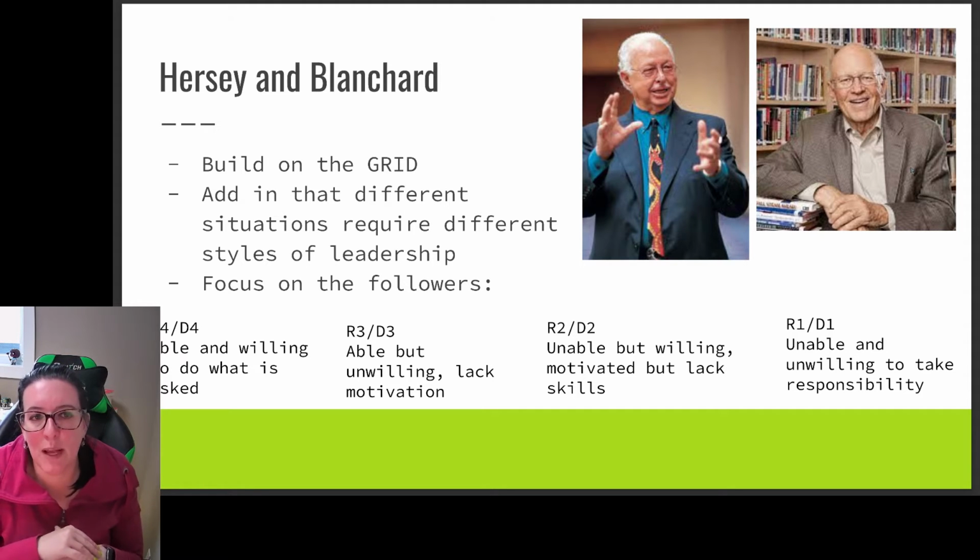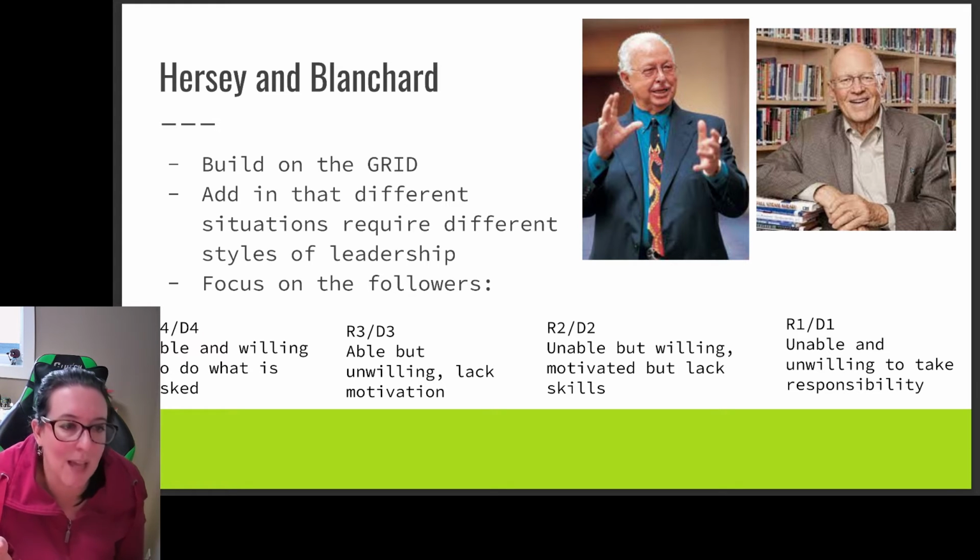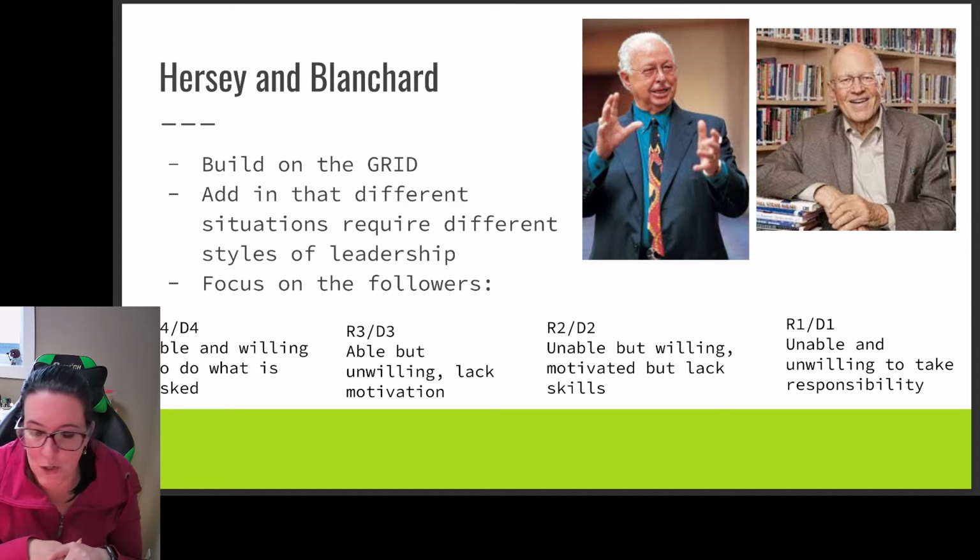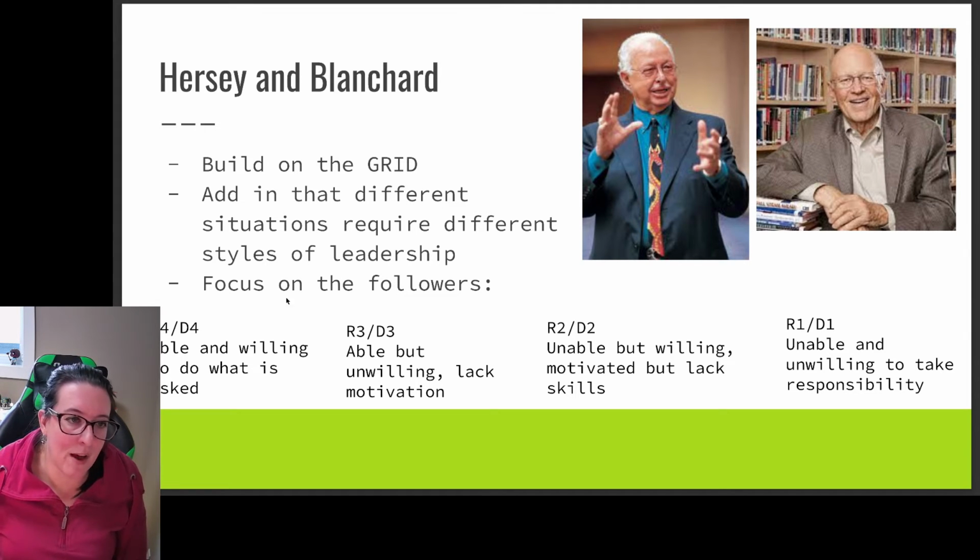So here Hersey and Blanchard are focusing on the followers. So what are the followers like? What do they need? And then that will determine the type of leadership. So they're classifying the employees into one of 4 categories.